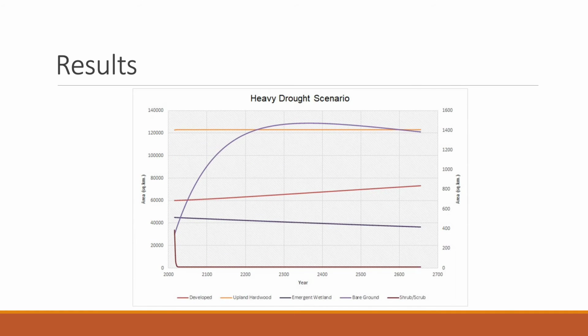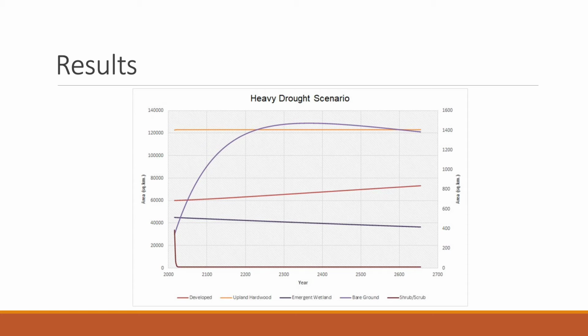As one can assume, we see the most dramatic changes in our heavy drought scenario. This is also one where we went with a few assumptions when creating this transition probability. We see developed land increase by about 21%, and here upland hardwood doesn't change, similarly to the moderate drought scenario as well. But bare ground increases threefold. Now remember that we did have a 0.1% increase in bare ground, but it's amazing to see how it increases. It kind of peaks around 2,300 and then steadies out more towards the end, nearing 2,600.